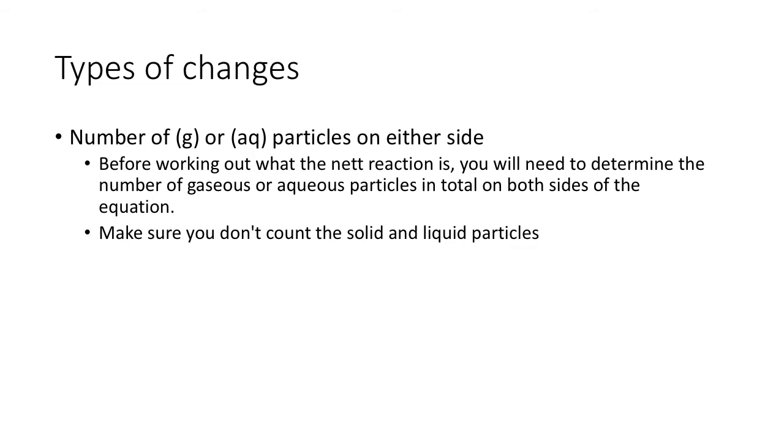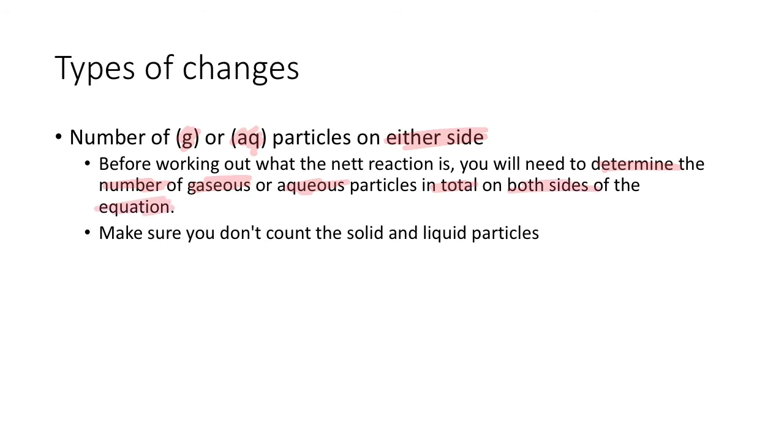When you see that one of those two things has been done, you added some water or you've changed the volume, the first thing you need to do is look at the number of gaseous or aqueous particles on either side of the reaction, and then count how many there are. So you need to determine the total number of gaseous or aqueous particles on both sides of the equation. Okay, so what does that mean?